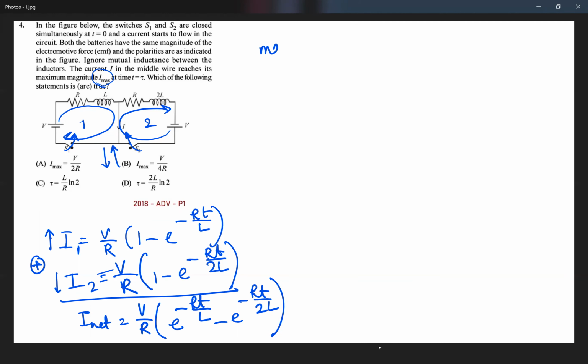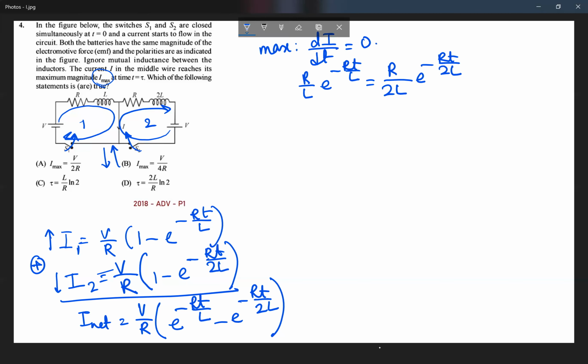This is the total amount of current. We need to find out a maximum value. So to find out the maximum value, di divided by dt should be equal to 0. So differentiating this and making it equal to 0, you'll see that R divided by L into e to the power minus RT by L is equal to R divided by 2L e to the power minus RT divided by 2L. Correct? So if you cancel this and that one, you get e to the power RT divided by 2L is equal to 2, because R by 2L is also going to cancel. So you're just going to get 2.